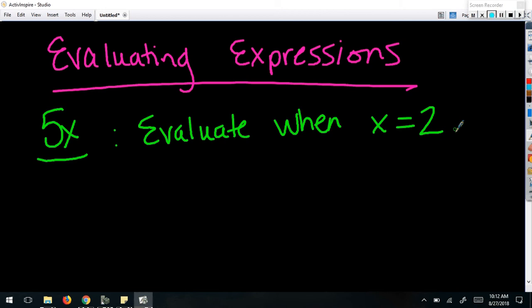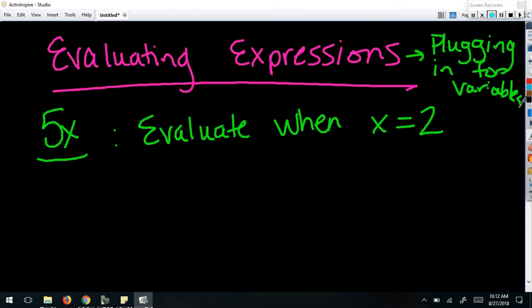When I say evaluate when the variable equals something, all I am doing is plugging in that value, okay? So evaluating expressions is just simply plugging in for variables. And so you all said, oh, that's 5 times 2, and you're absolutely right. So when x equals 2, that expression equals 10.